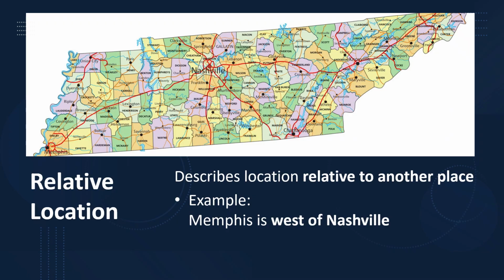Relative location, on the other hand, describes location relative to another place. For example, Memphis is west of Nashville. We can go smaller. The O'Reilly's Auto Parts is next to the Burger King on Mount Juliet Road in Mount Juliet, Tennessee.